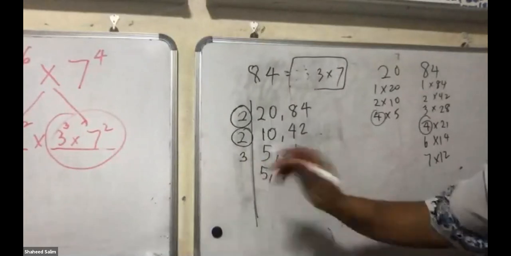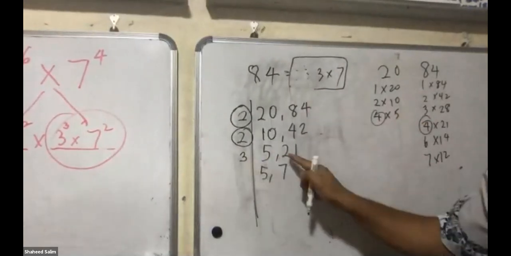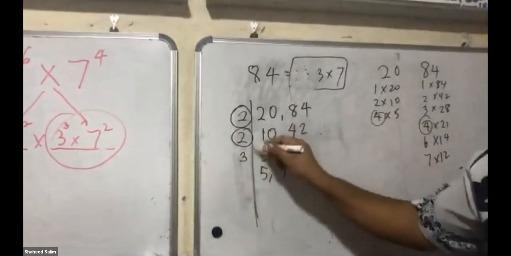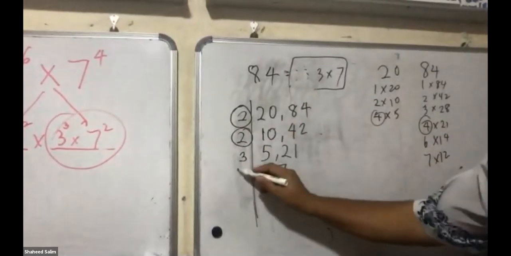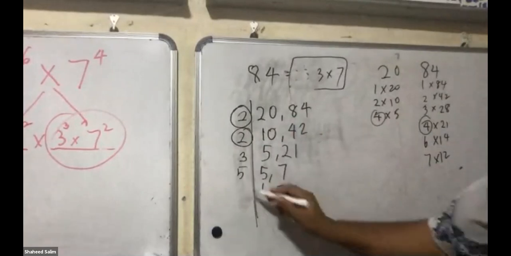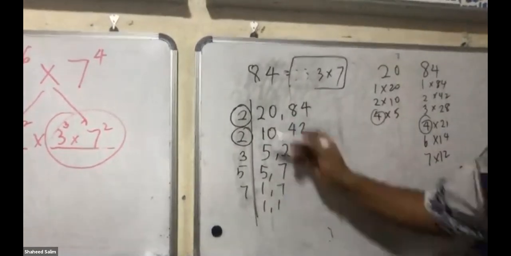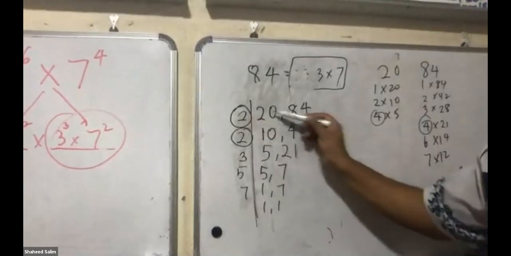Only one, I don't circle. Why? Only one number can divide by 3. Only when 2 numbers can divide, then I circle the number. Now the next one is 5. I get 1. Then a 7. I get 1, 1. Once you reach 1, 1, end. The circle numbers are those that both can be divided.